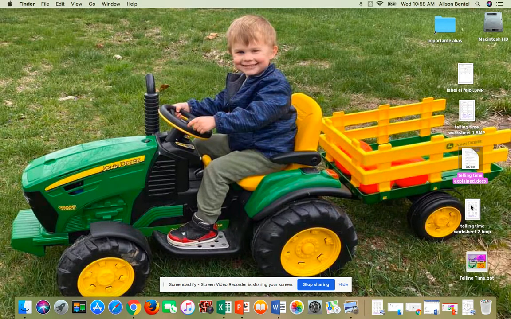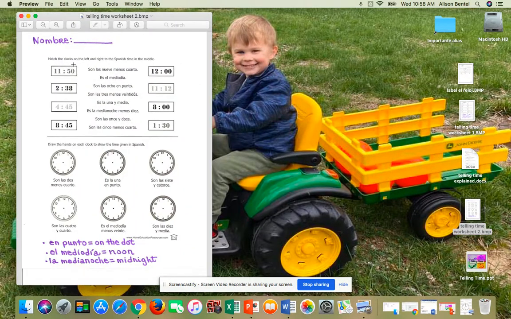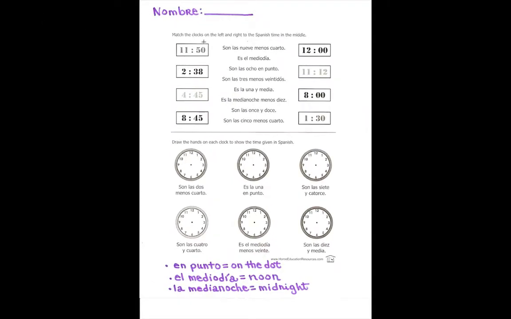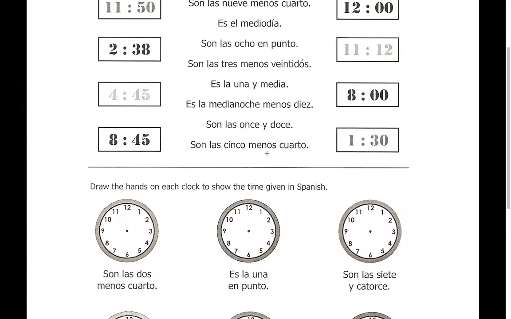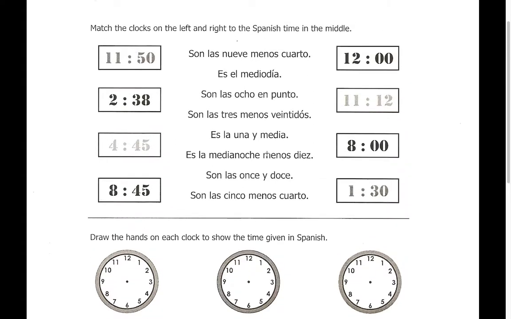And then the very last worksheet, so there are 4 in total. You have some digital clocks at the top, and there are some phrases in the middle. Match the clocks on the left and right to the Spanish time in the middle. Son las 9 menos cuarto. ¿Dónde está el reloj? Son las 9 menos cuarto. Muy bien. It would be 8:45. Like it's 9 o'clock minus a quarter, or it is a quarter until 9 o'clock. It would be this one right here.